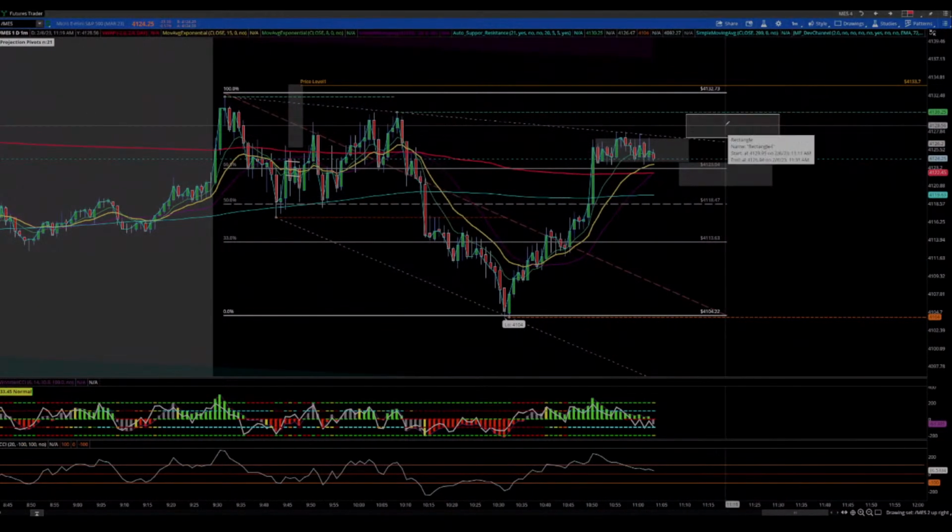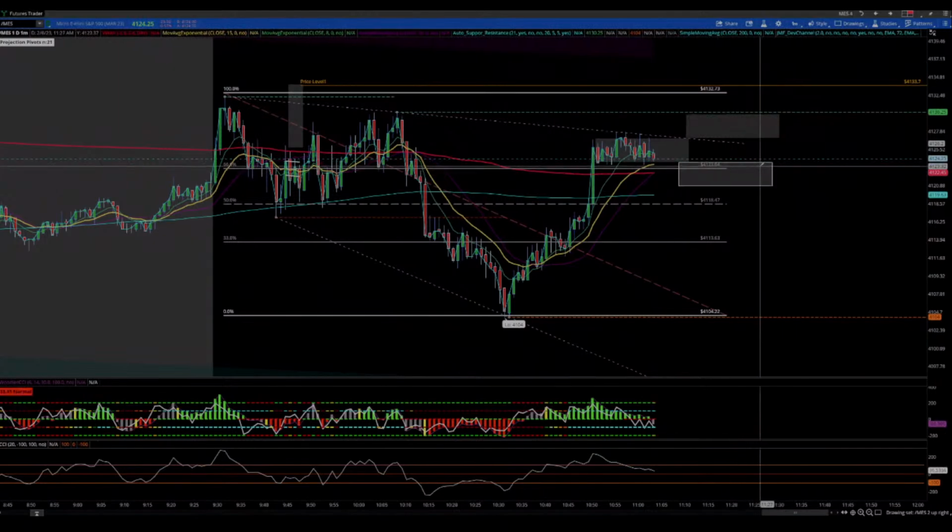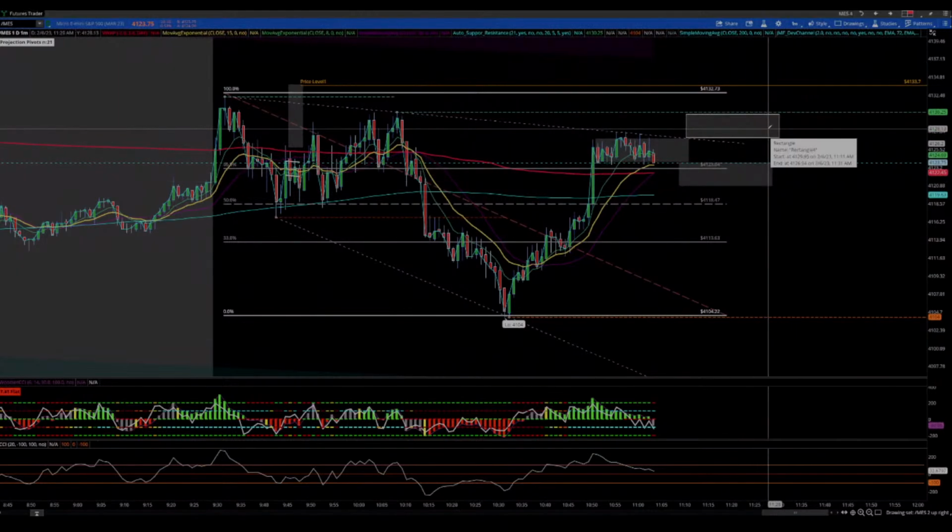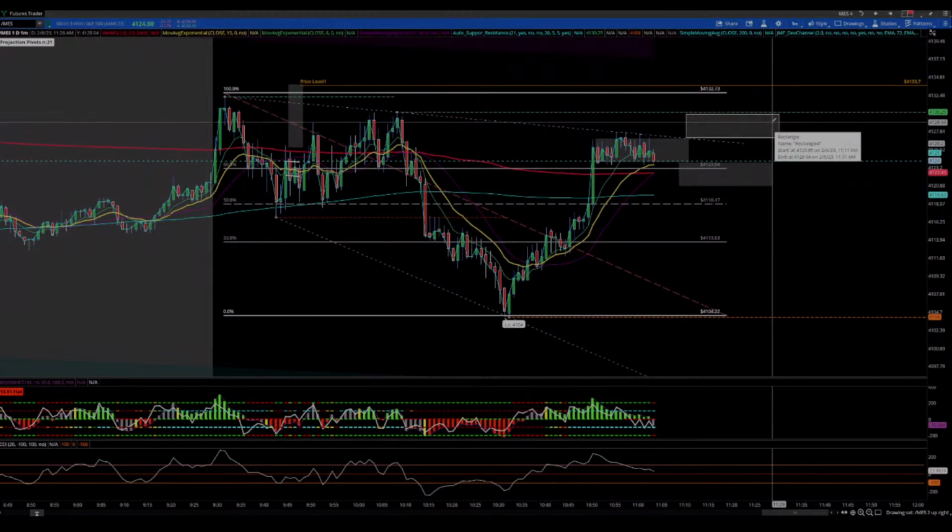Those boxes are measured move arguments. That's exactly what they are, Devin. They're measured move arguments. Well, thank you, Devin. That's what they are.